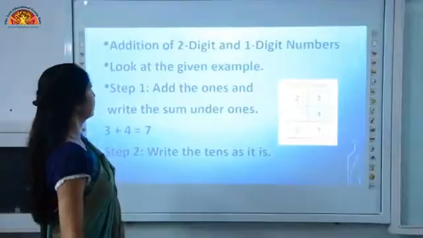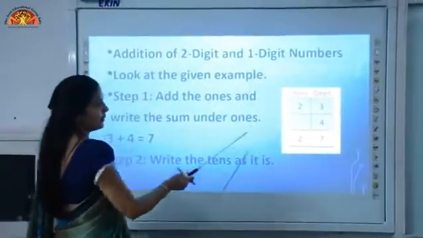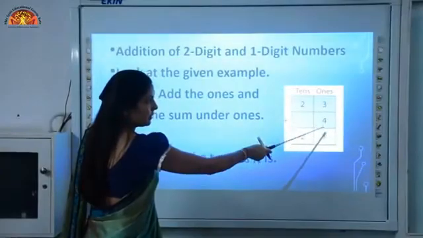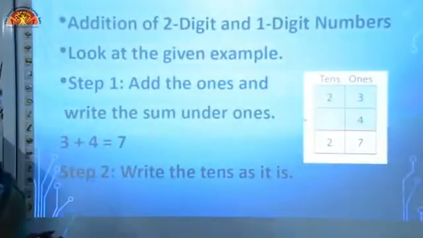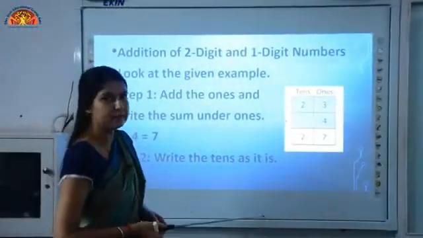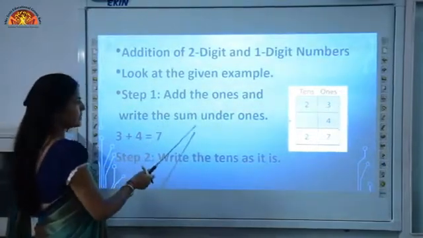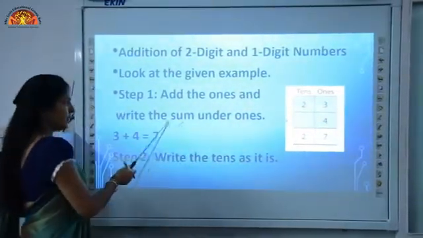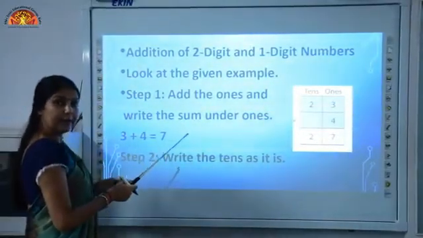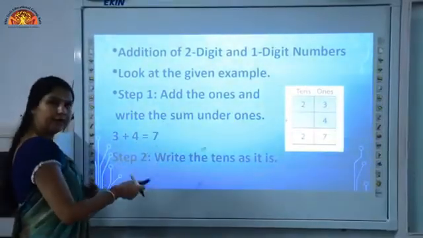Where will we stop? Where 3 is coming. We will see addition of 2-digit and 1-digit number. Here you can see, there are 2 digits in this number, and here is only 1 digit in this number. So look at the given example. We have to follow some steps to solve this question. Step 1, add the ones and write the sum under the ones. Can you tell me the meaning of sum here? Sum means addition. We are adding numbers here. So what are we getting? This number is called the sum of the numbers. Clear?